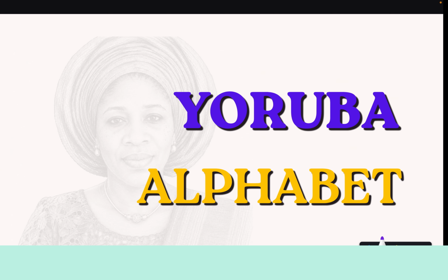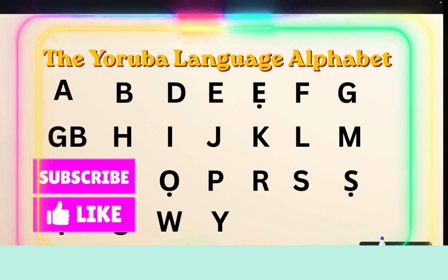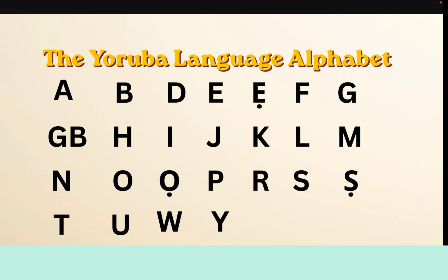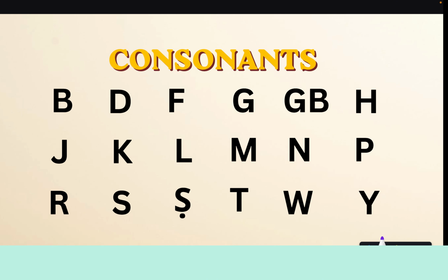Hello and welcome. In today's lesson, you will learn the Yoruba alphabet. The alphabet has 25 letters, from which there are 18 consonants and 7 vowels. Here are the consonants, 18 of them, and here are the vowels.